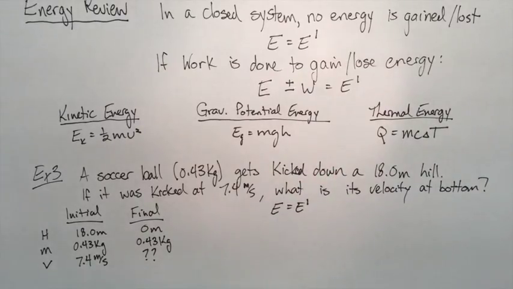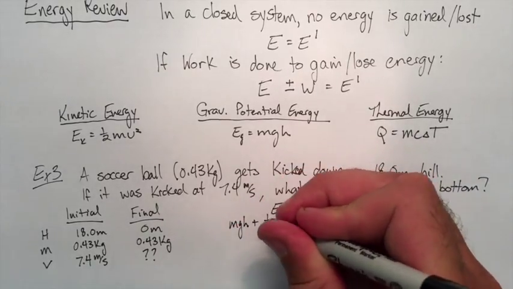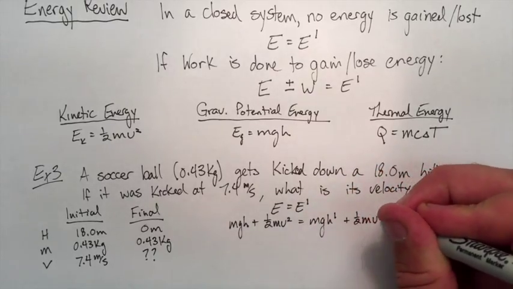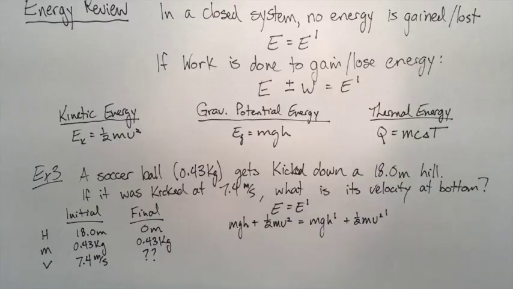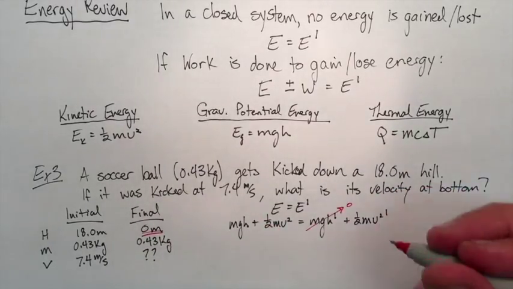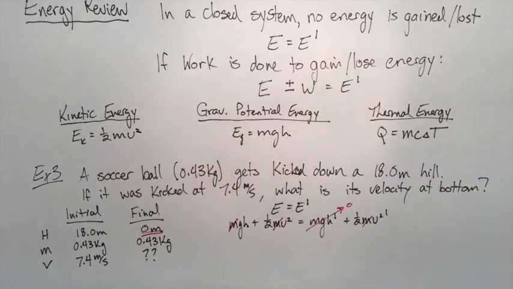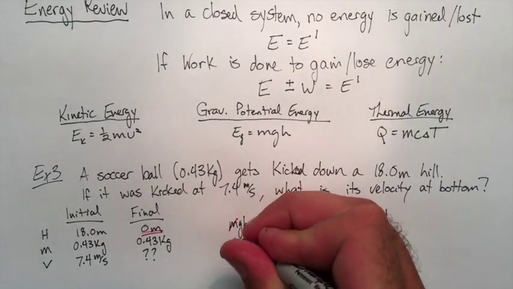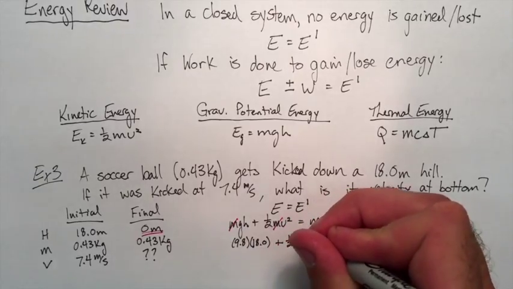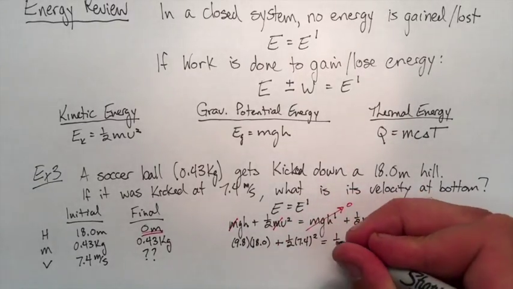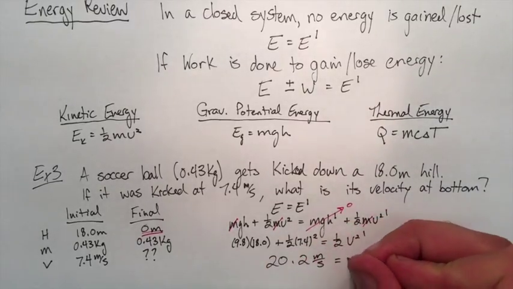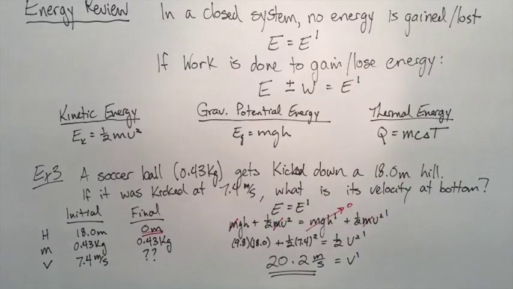So energy initially equals energy finally. Let's consider gravitational potential and kinetic on both sides, initial and final. Here, because we have a final height of 0 meters, our final gravitational potential energy will go to 0. Also, there's an m in every term, so we can divide through and cancel that out. Now let's just insert our numbers and do the calculation, and we find that our final velocity will be 20.2 meters per second.